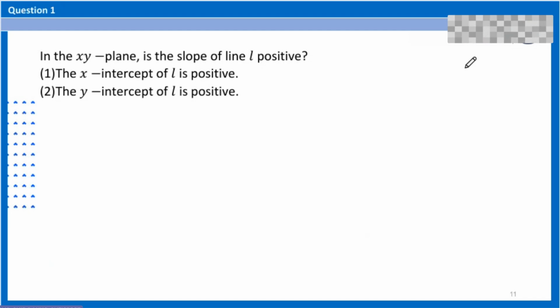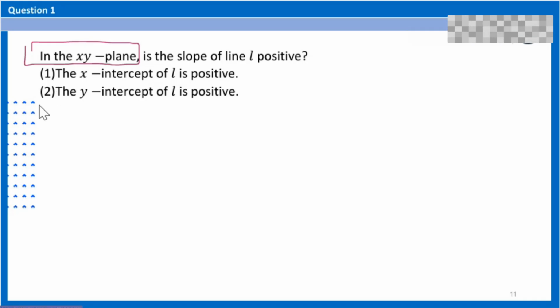Let's take a look at question 1. Well, the question, as you see, is formatted as a data sufficiency question. I will not write the options because you know better. And the question goes like this. Notice some common characteristic to any coordinate geometry question in the GMAT. They begin with a formula such as in the XY plane, in the rectangular coordinate system, etc. Always like that. So the question goes, is the slope of some line L positive?